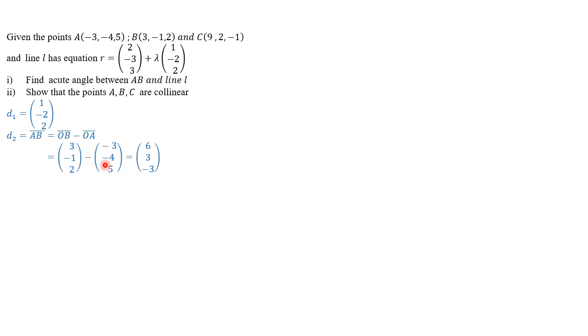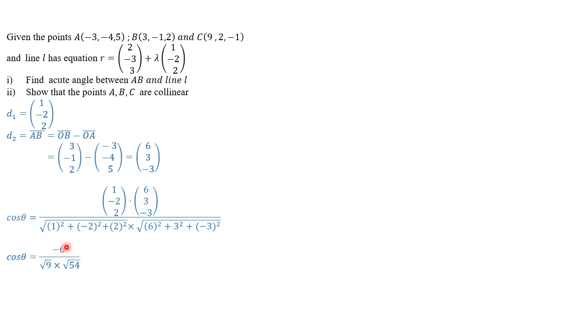So you can now find the angle. The angle is now very simple. So cos theta is equal to the dot product of the directions all over the modulus of vector 1 direction times vector 2 direction. So the dot product is going to give us: 1 times 6 plus minus 2 times 3 plus 2 times minus 3. This will give us minus 6 here.